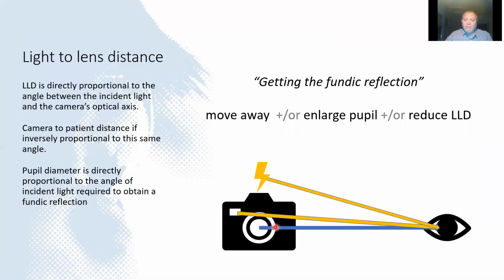Now you can improve that by moving further away from your patient. As you move your camera further from the patient, the angle subtended between the light and the camera becomes effectively smaller. So if you've got a camera which has a light a long way from your lens, and you're a little bit further away from your patient, you'll get a better fundic reflection.